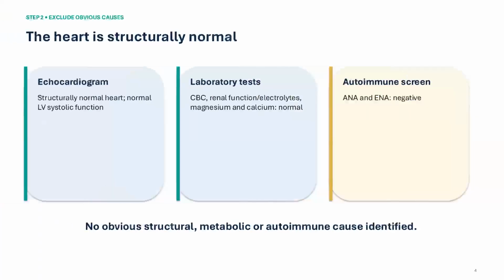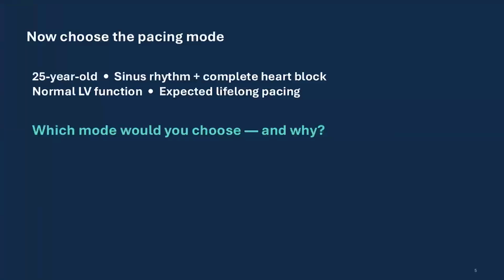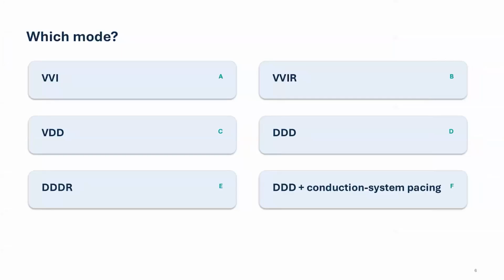The next step was to implant a pacemaker, given that she had complete heart block. We've already discussed, this is a 25-year-old in sinus rhythm with complete heart block and normal LV function. She's quite young, so we expect lifelong pacing. Maybe anyone can quickly mention which mode they would choose when implanting the pacemaker and why. So these are the options. I think the answer is F, DDD, and conduction system pacing, because the patient is young.